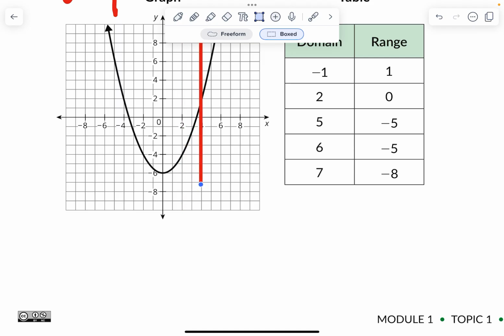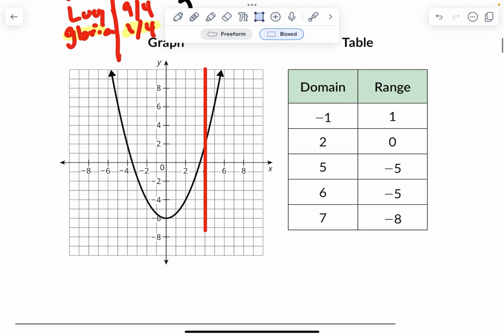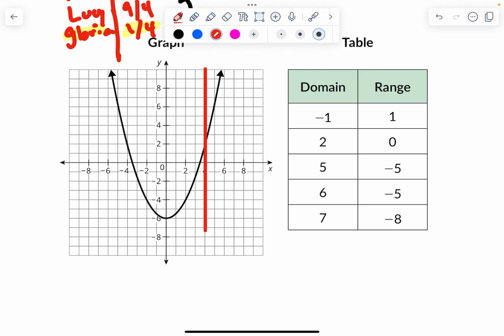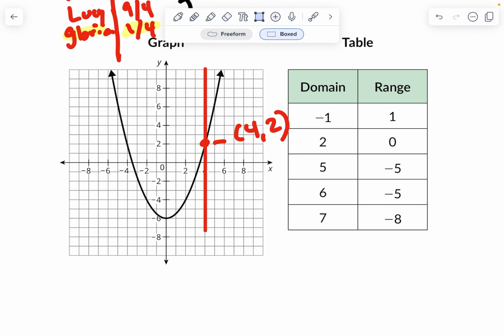When you're only touching one X at a time, it means wherever I stop, okay, this looks like the point 4, 2. Nowhere else on this graph am I ever touching 4, and I'm only touching 4 one time. When I move the line, I'm moving on to other X values. So I am never repeating and seeing the same number.